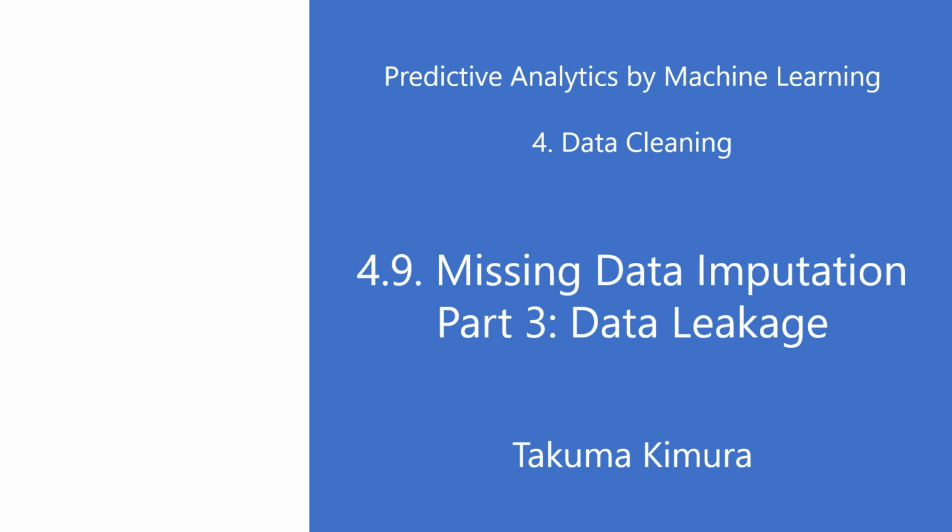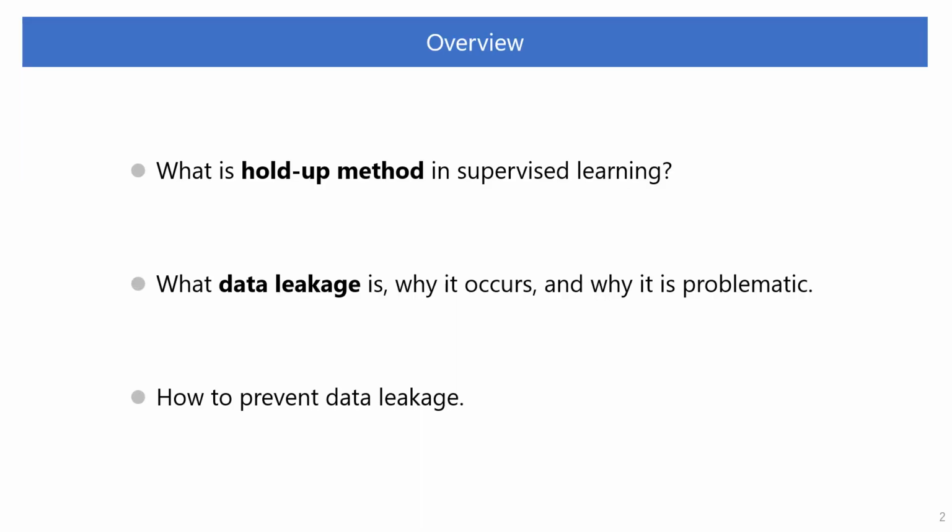Chapter 4, Section 9, Missing Data Imputation, Part 3, Data Leakage. Data leakage is a problem that can occur during the data preprocessing stage when building a supervised learning model. If data leakage is left unaddressed, the prediction model's performance may be reduced.